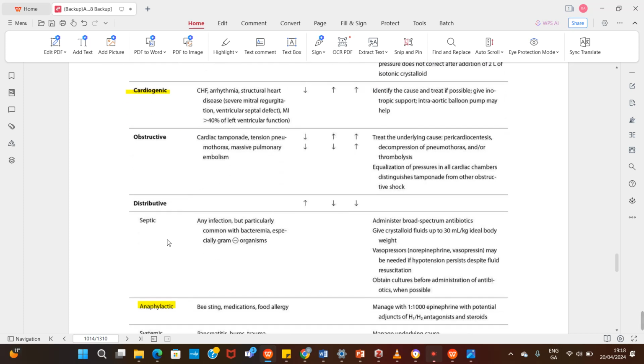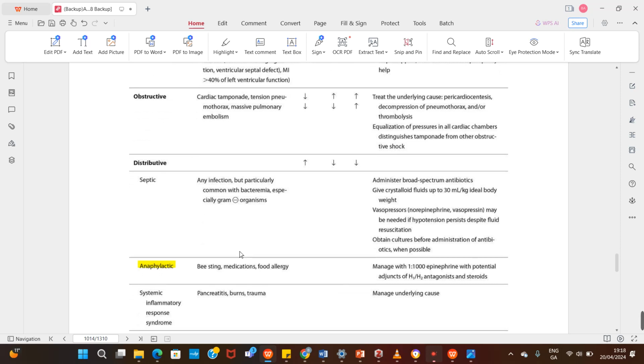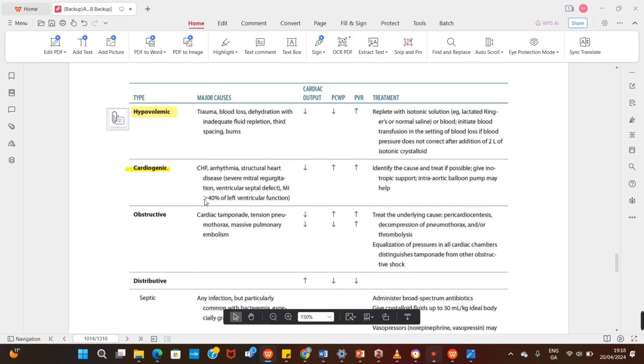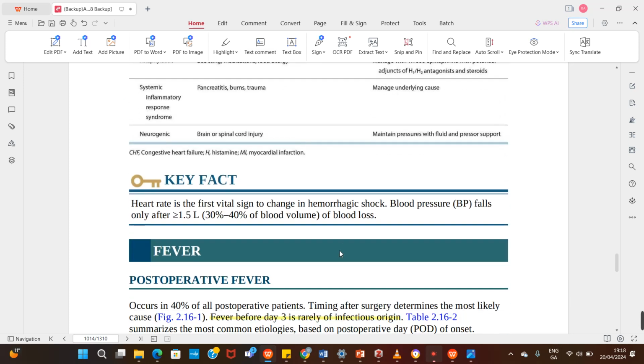But in distributive shock, there is no cold clammy skin. It is warm because cardiac output is high. So once you say warm extremities, don't think that person is doing well. It is due to the vasodilatory effects and high cardiac output from the distributive shock. Please, very, very important. Warm extremities is peculiar to distributive shock. Cold, clammy skin is peculiar to the other forms.